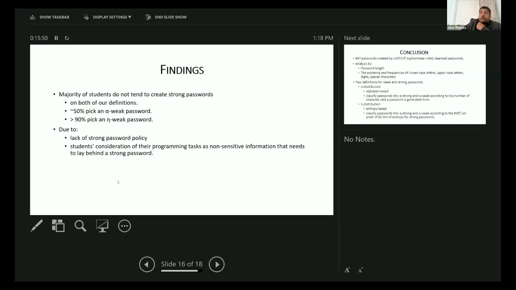Findings: the majority of our students don't tend to create strong passwords on both of the definitions we have, the alpha distribution and the eta distribution. Approximately 50% pick alpha weak passwords, and more than 90% pick eta weak passwords. This is due to the lack of a strong password policy. As I said before, we haven't enforced any password policy or requirements on passwords on students.